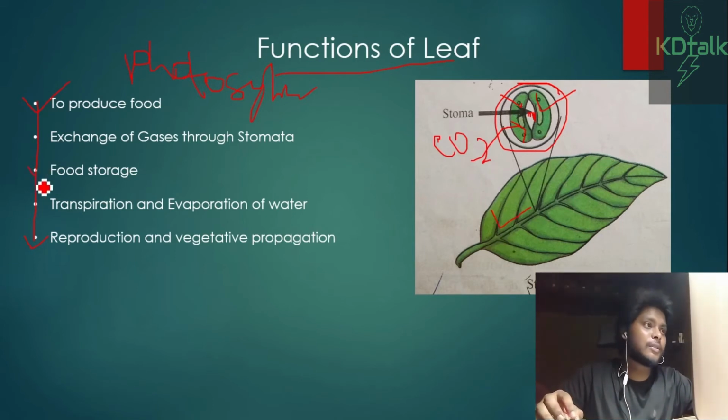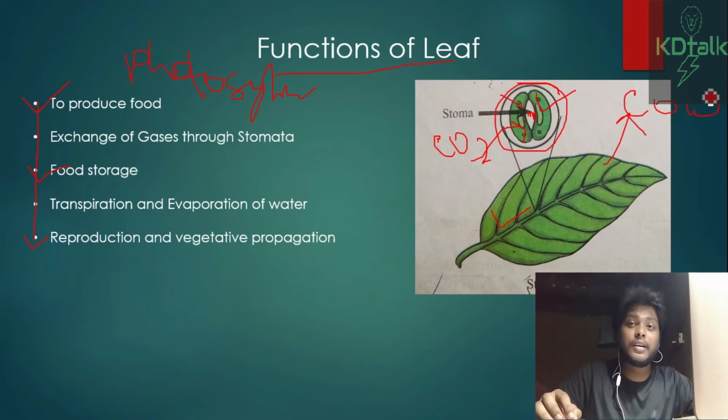And the third function of the leaf is food storage. It also stores food. That's why when a herbivore eats the leaf of a tree, that animal gets energy. Am I right?